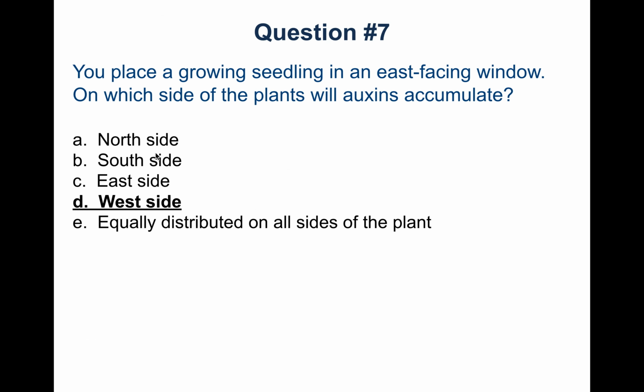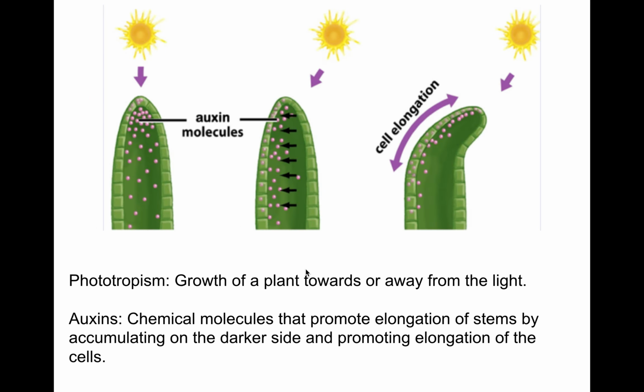All right. So if you put the plant in an east-facing window, then the side opposite of that would be the west side, and that would be the quote-unquote darker side of the plant, which is where the auxins would accumulate.